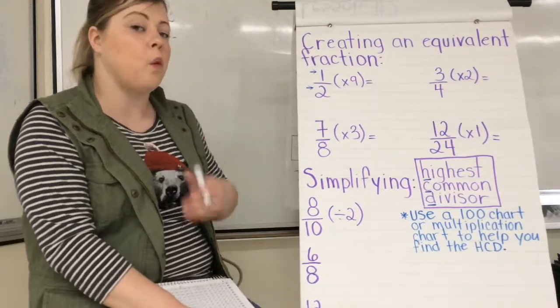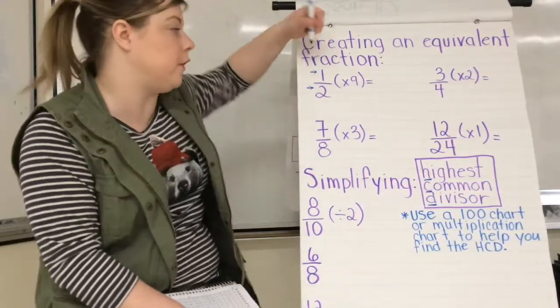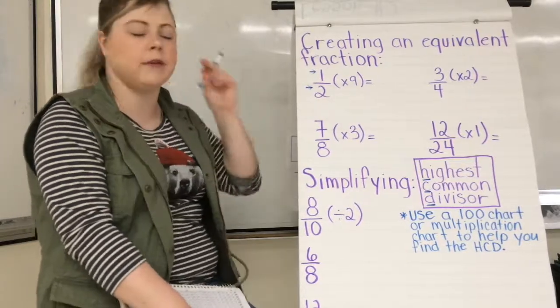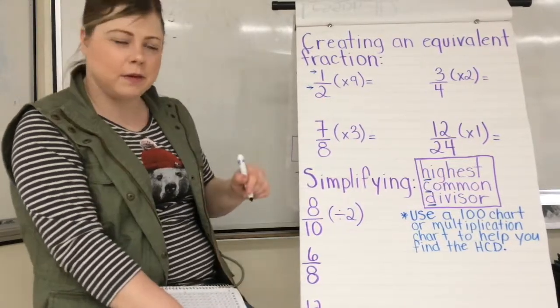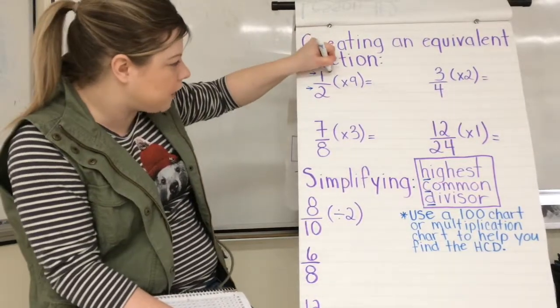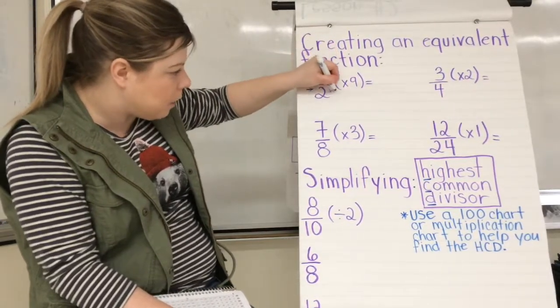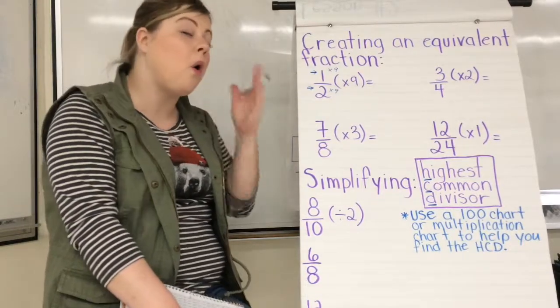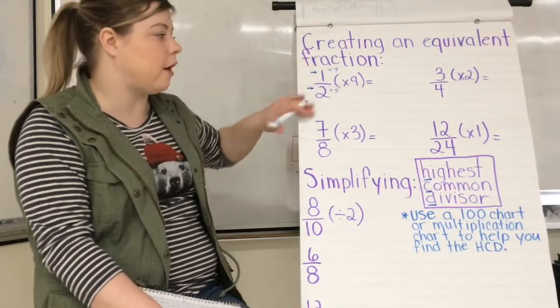Please don't forget, whatever you do to the top, the numerator, you have to do the same thing to the bottom, okay? And what always helps me with that is, here I wrote multiply by 9, but what I like to do is go multiply by 9 and multiply by 9. And that way I always remember that whatever I do to the top, I do to the bottom.